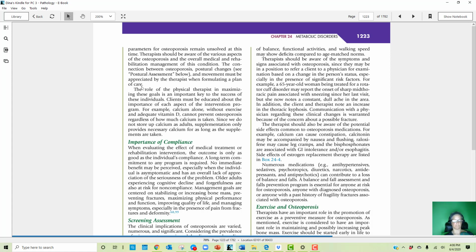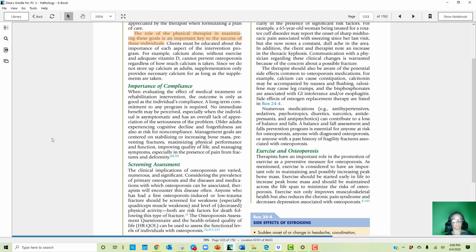The role of the physical therapist in maximizing these goals is an important key to the success of these individuals. Clients must be educated about the importance of each aspect of the intervention program. For example, calcium alone, without exercise and adequate vitamin D, cannot prevent osteoporosis regardless of how much calcium is taken.